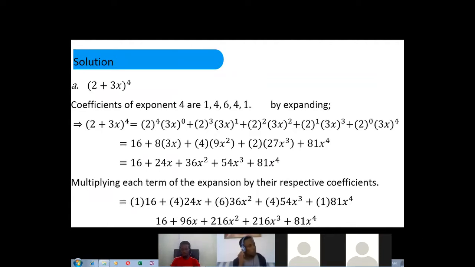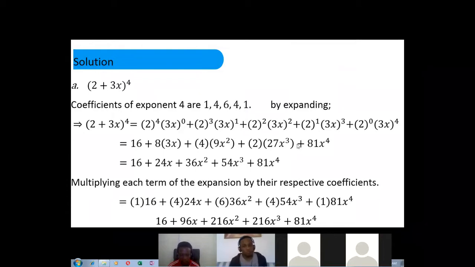Any question? Okay, fine. When we simplify that... Sir, I have a question. Ask. Is it compulsory to multiply each term of the expansion by their respective coefficients? Yes, please. Okay, thank you.